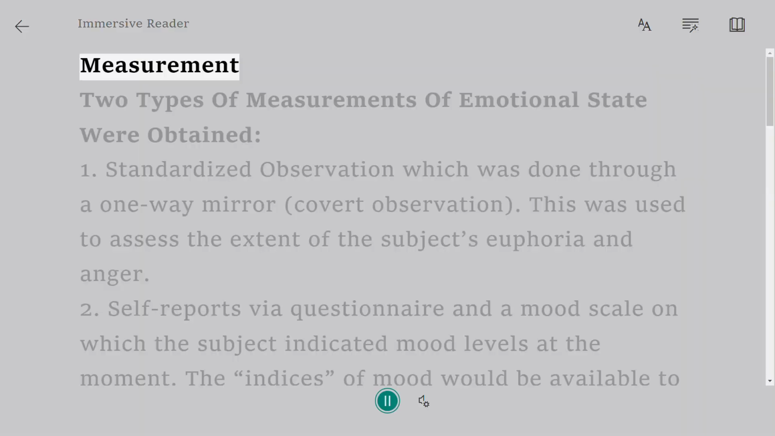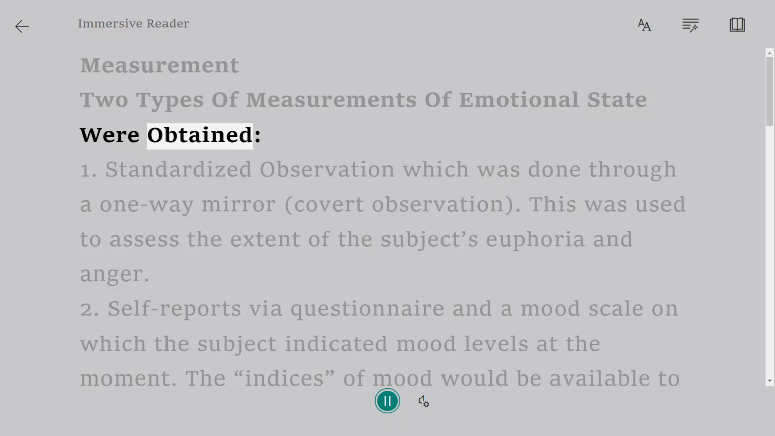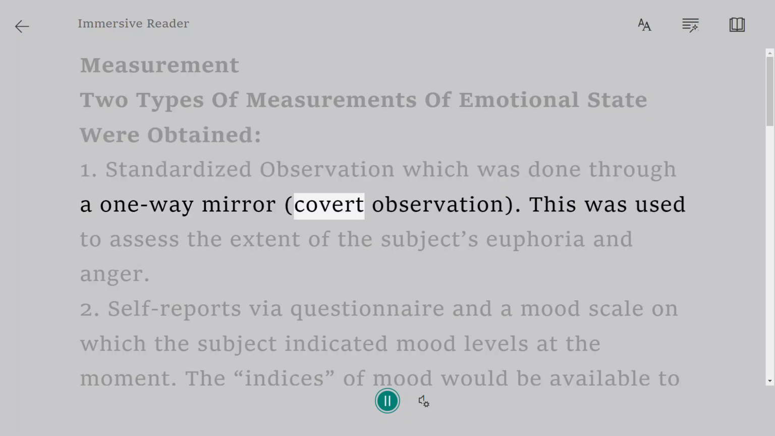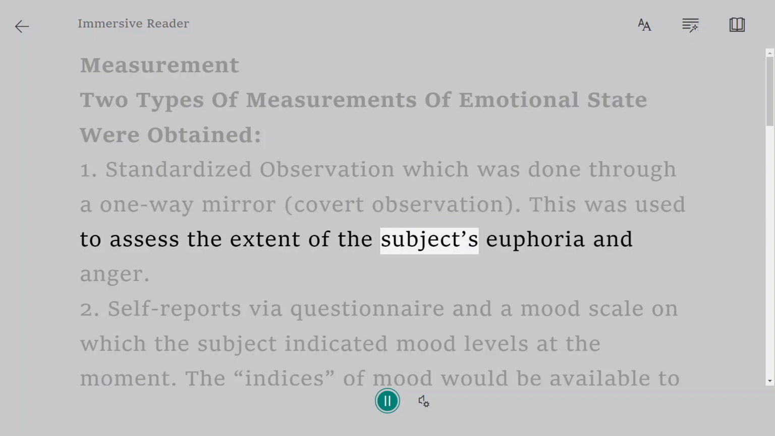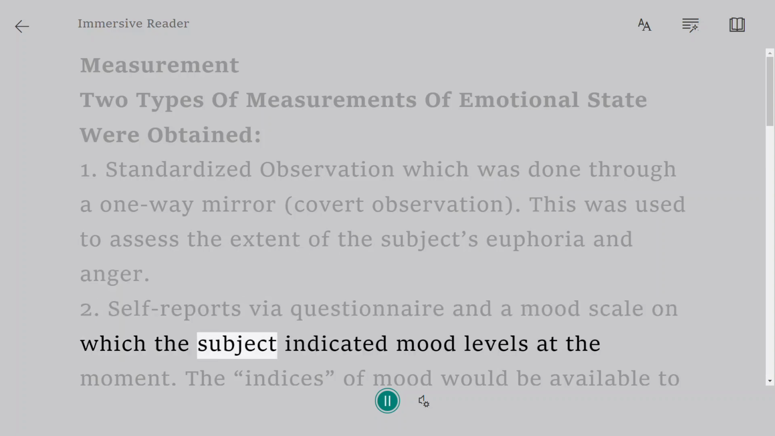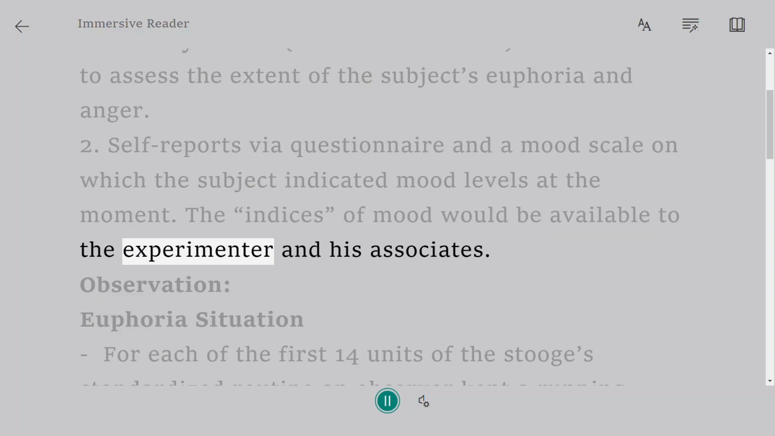Measurement. Two types of measurements of emotional state were obtained. 1. Standardized observation, which was done through a one-way mirror, covert observation. This was used to assess the extent of the subject's euphoria and anger. 2. Self-reports via questionnaire and a mood scale on which the subject indicated mood levels at the moment. The indices of mood would be available to the experimenter and his associates.